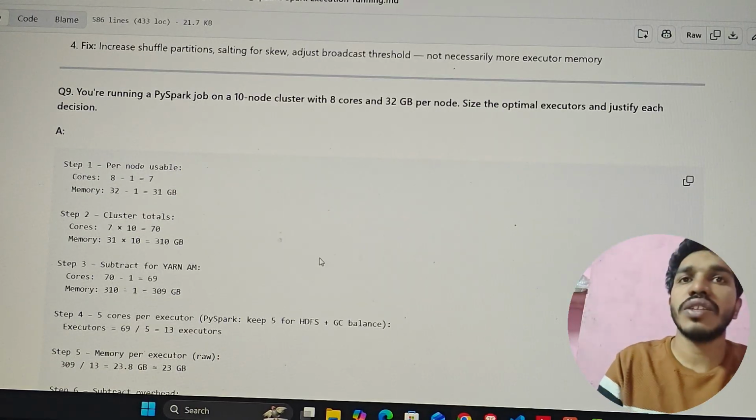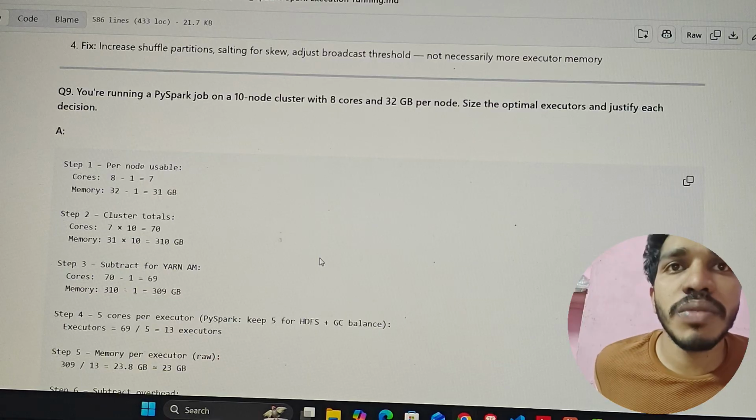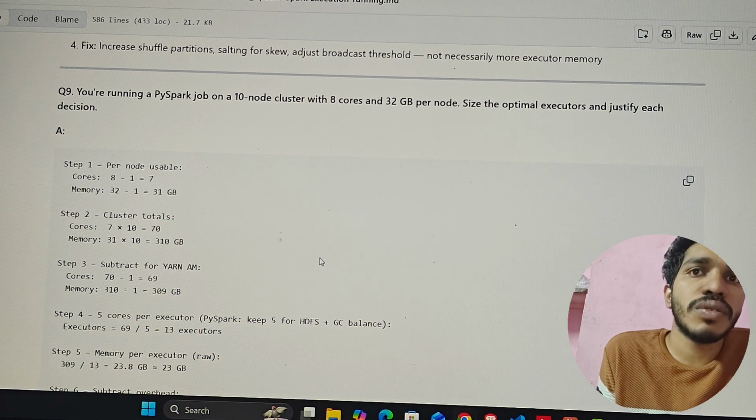You are running a Spark job on a 10 node cluster with 8 cores and 32 GB per node. Size the optimal executor and justify each decision. Step 1, per node usable. For the OS we have to give 1 GB and 1 core. So 8 minus 1 is 7 cores, and 32 minus 1 is 31 GB.